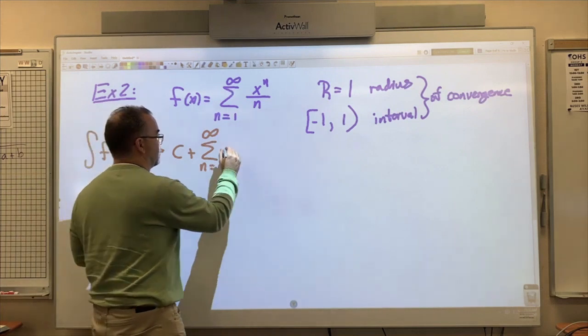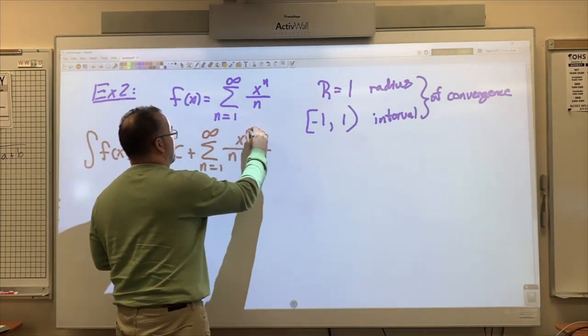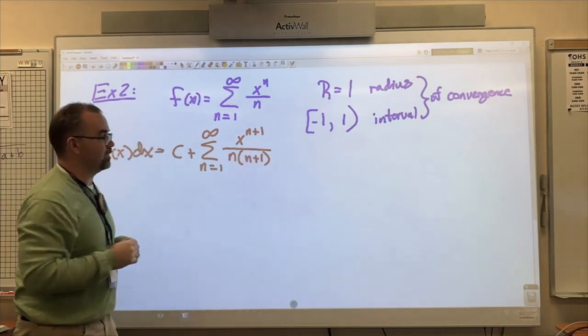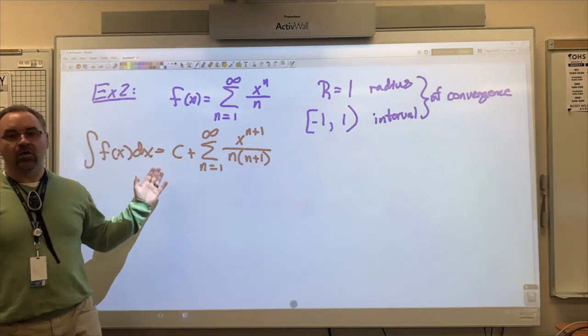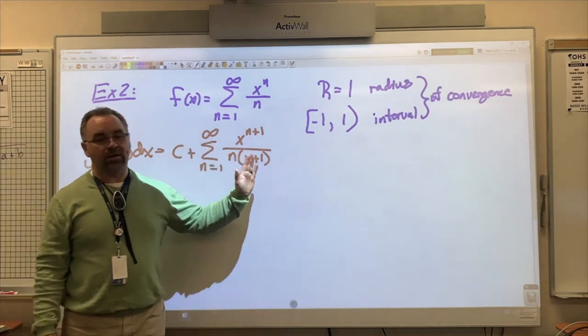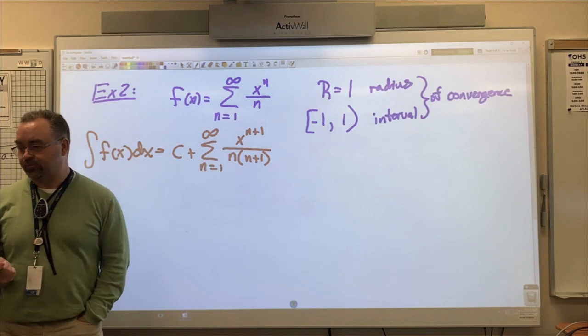I know I'm going to add 1 to the power, and I'm going to divide by that new power here. Okay, and much like we did before, I'm not so concerned about the constant when I'm talking about convergence, because that's just a constant. I need to know what happens in terms of convergence of this new series here.